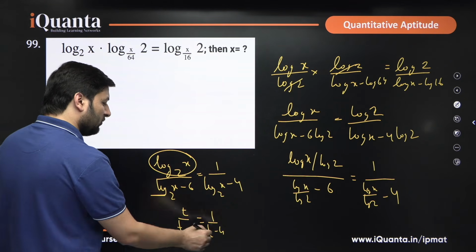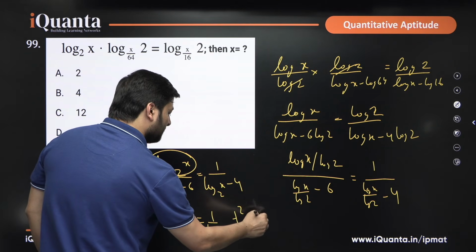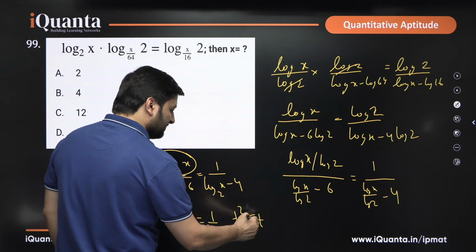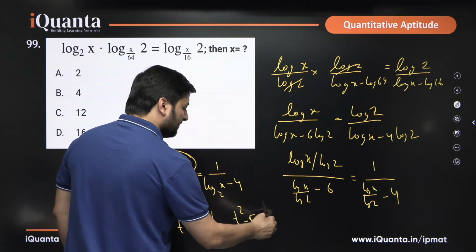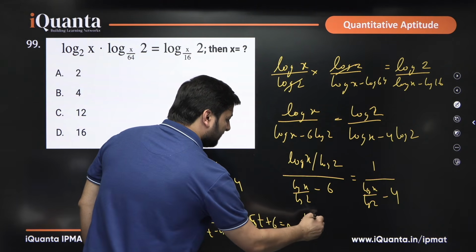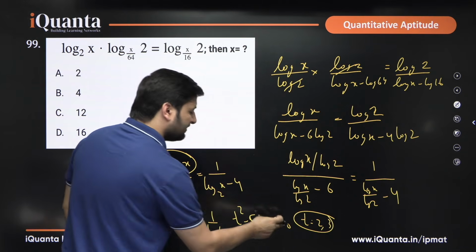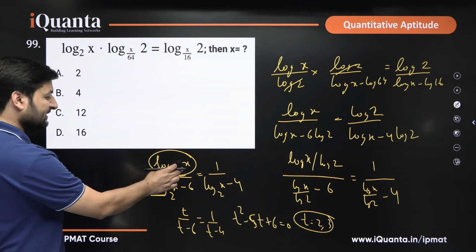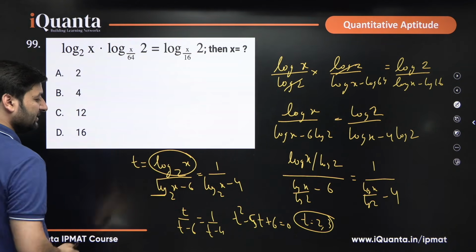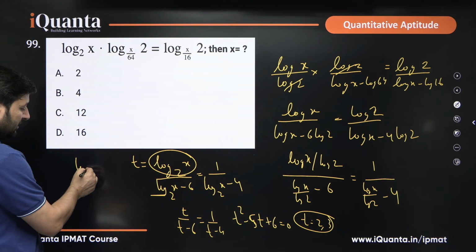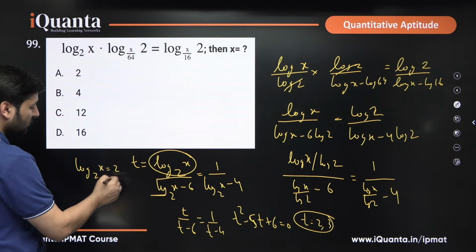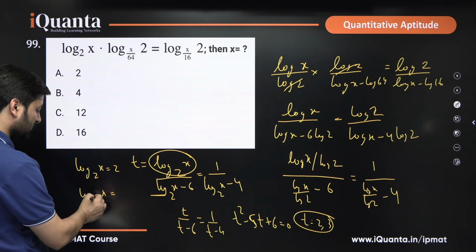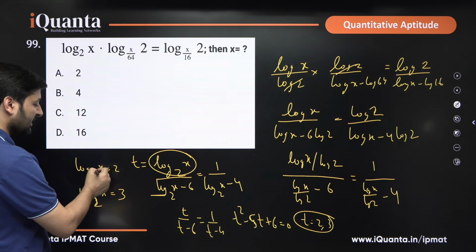If I multiply both sides, we get t square minus 4t, t square minus 4t, and this goes here, so t comes here, it becomes minus 5t, and minus 6 comes here, becomes plus 6, that is equal to 0. Here we will get t equals 2 and 3. You can factorize it and find out. What was t? t is log x base 2. So either log x base 2 can be 2, or log x base 2 can be 3.